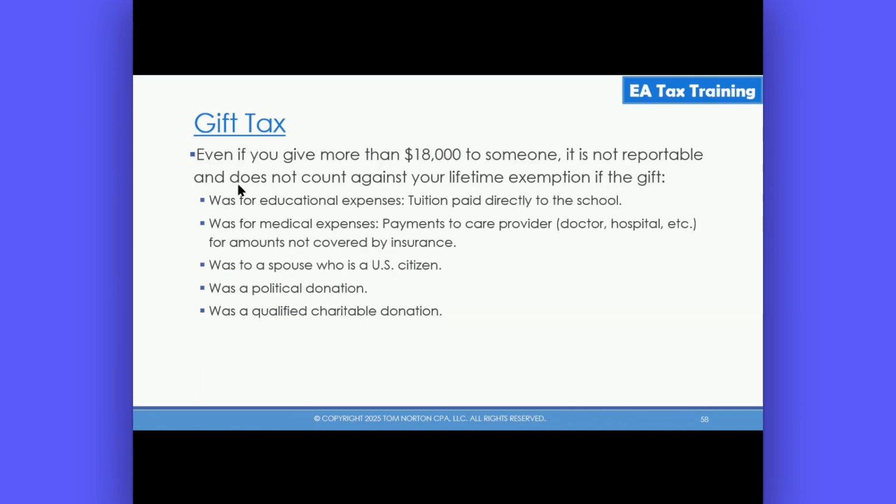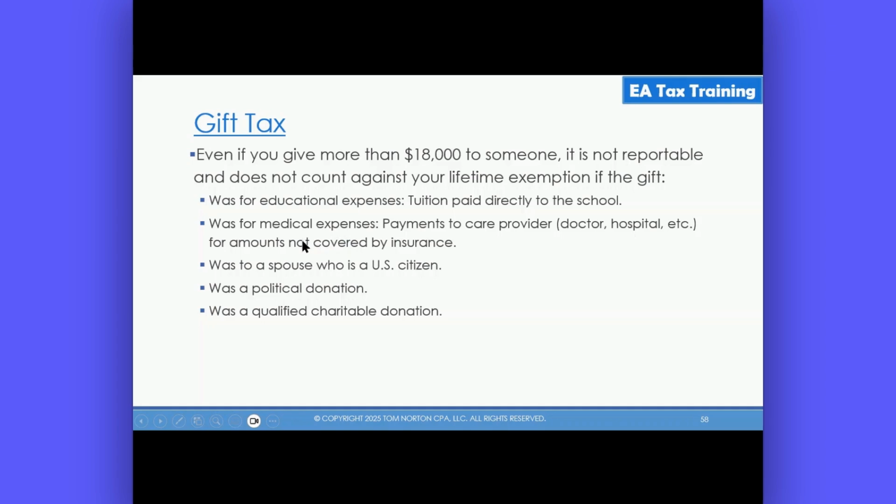There are also some exceptions. So even if you give more than the $18,000 to someone, it is not reportable. It does not count against your lifetime exemption, if the gift was for educational expenses. So it has to be tuition paid directly to the school. So, for example, parents might be paying their children's college tuition, or grandparents might be paying their college tuition. As long as they are paying it, it's only for tuition, not room and board or anything else. But if they're paying that tuition directly to the school, then that is not considered a gift. You don't have to report it, you don't have to worry about it.